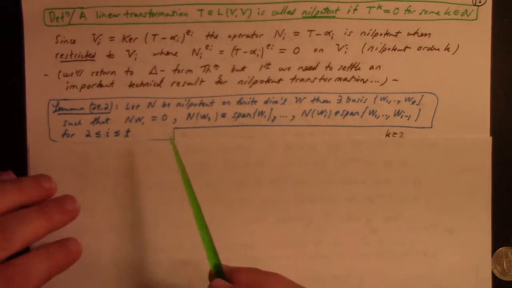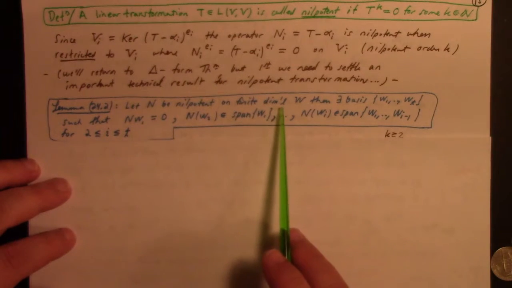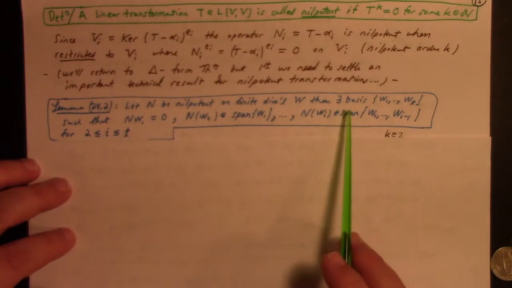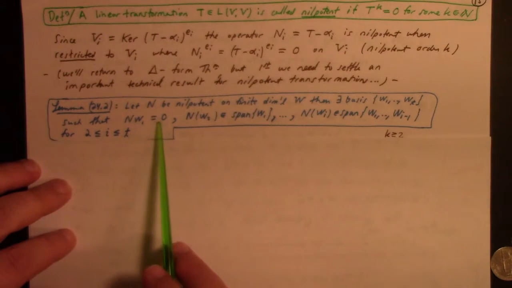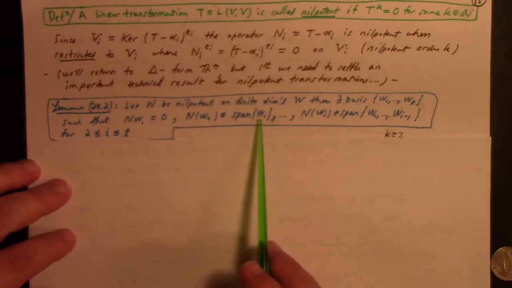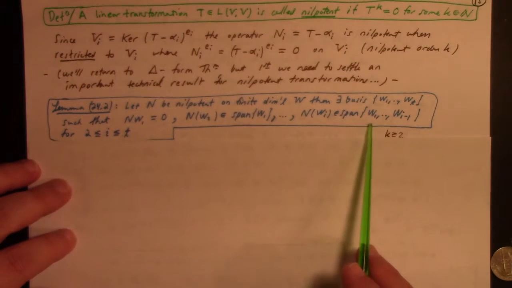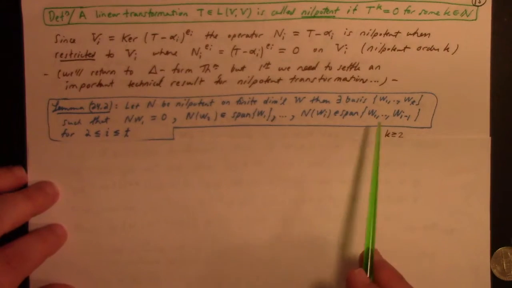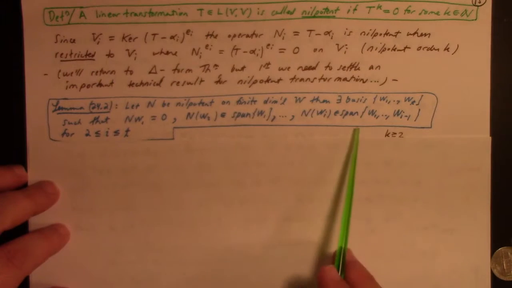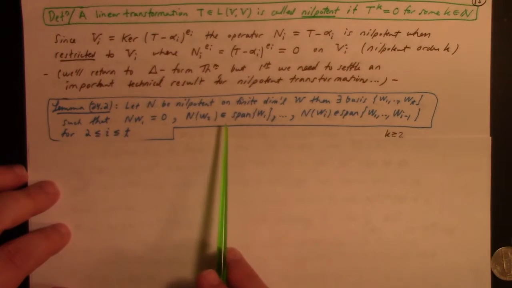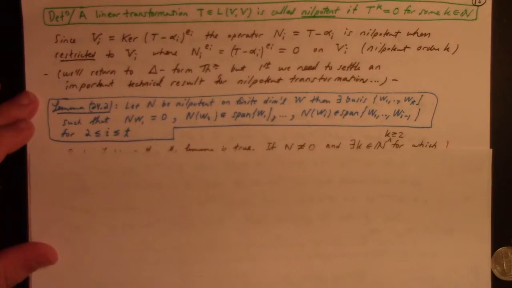Let's go on here. Lemma 24 we're doing. Let N be nilpotent on a finite dimensional vector space W. There exists a basis w_1 through w_t such that N w_1 is equal to 0, N w_2 is in the span of w_1, and N w_i is in the span of w_1 through w_{i-1} for 2 less than or equal to i less than or equal to t. So in other words, you can choose a basis that's sort of stacked like this. Let's see how you do that.